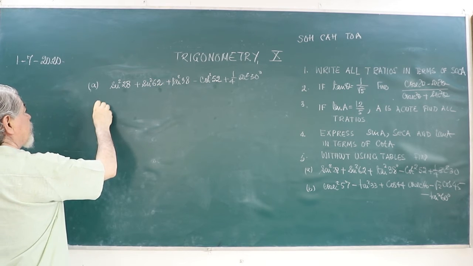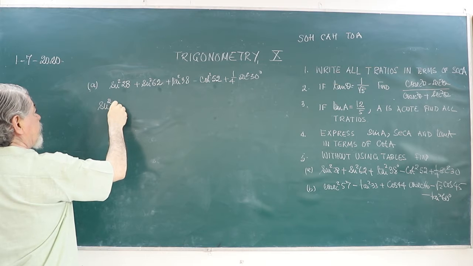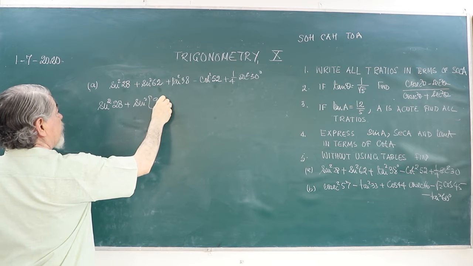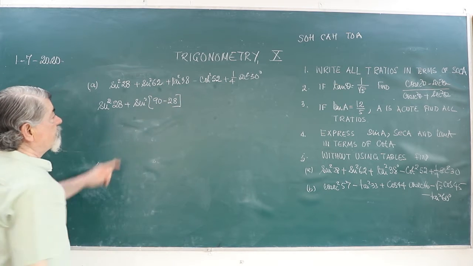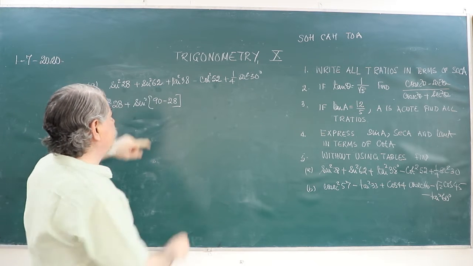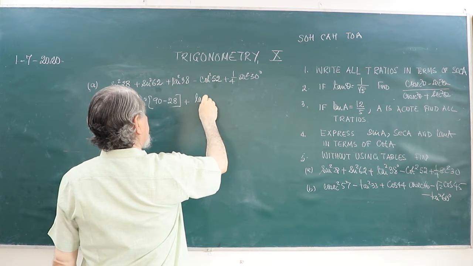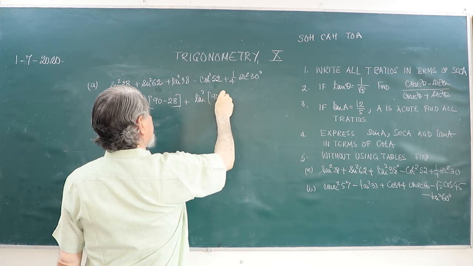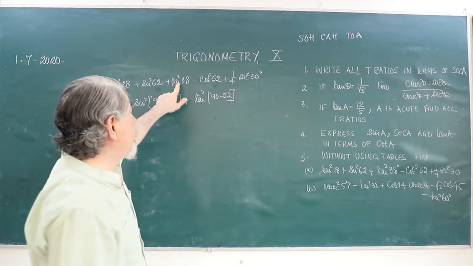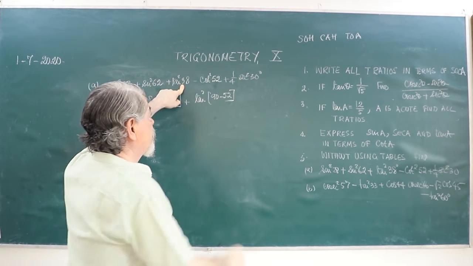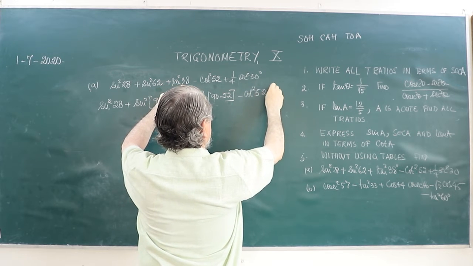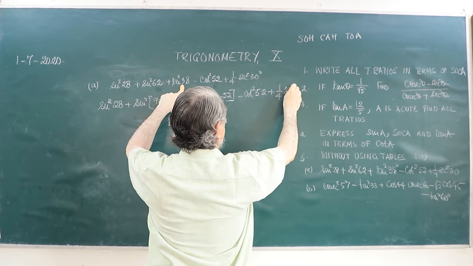So let me write it as sin square 28 plus sin square, I'll write this as 90 minus 28, because 90 minus 28 is 62 only. Then tan square, 90 minus, suppose I write 52. 90 minus 52 is what? It is 38. It will be tan square 38, minus cot square 52 plus 1 upon 4 sec square 30.